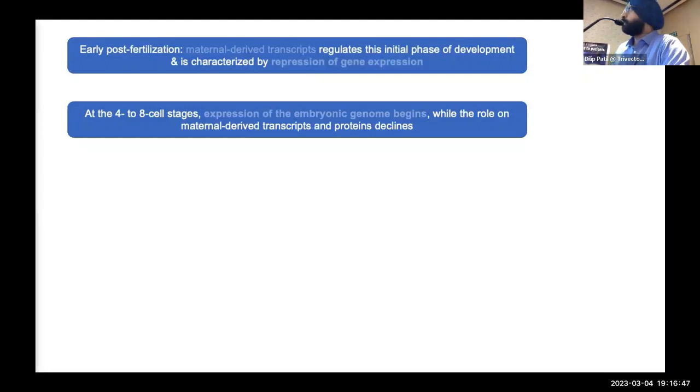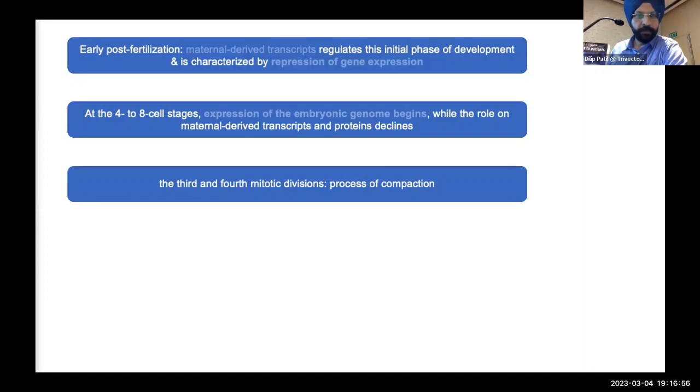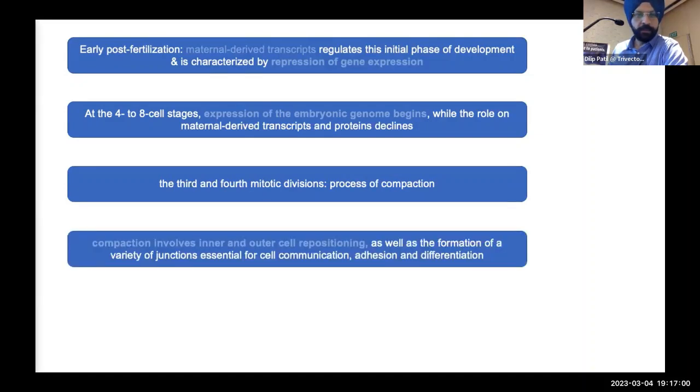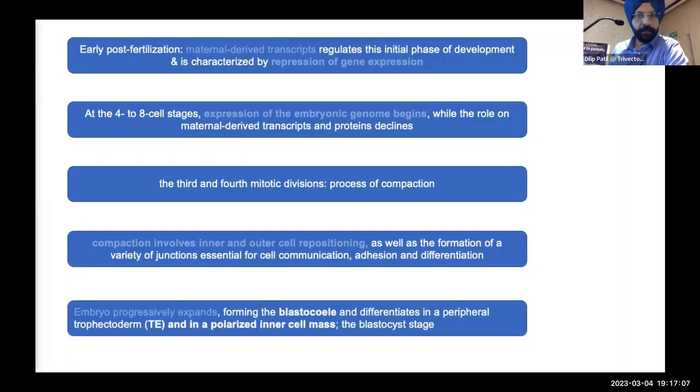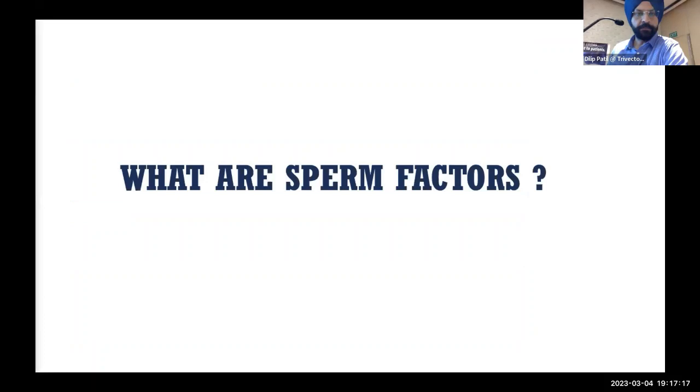At the 4 to 8 cell stage, the genetic switch happens, and the role of maternal transcripts declines, whereas a new genome becomes active. During the 3rd and 4th mitotic divisions, the process of compaction starts, whereby inner and outer cell repositioning happens, as well as the formation of a variety of cell junctions. This is followed by the formation of the blastocyst cavity, the inner cell mass, and the outer cell mass. So this was briefly about fertilization to the blastocyst stage. So now the question still remains, what are the sperm factors?